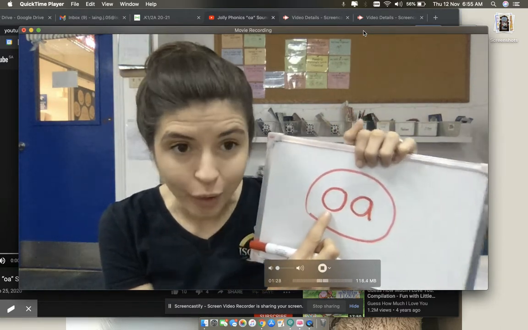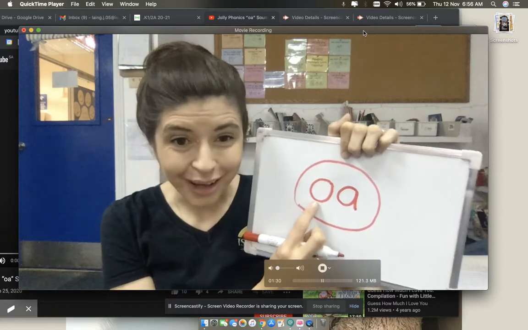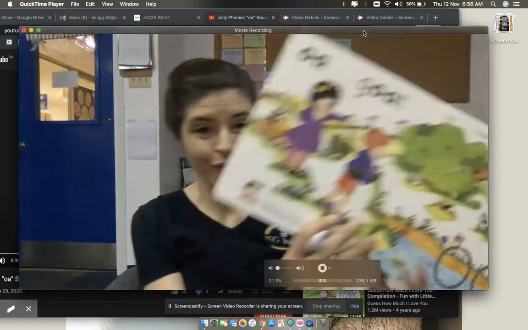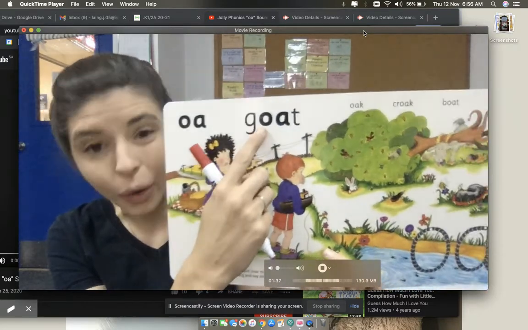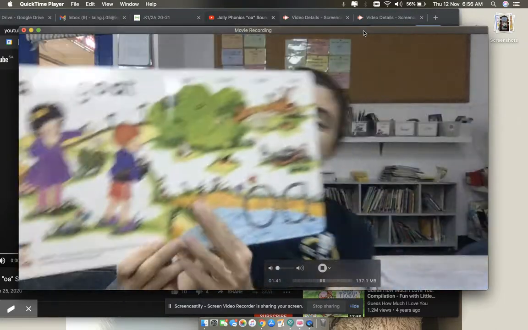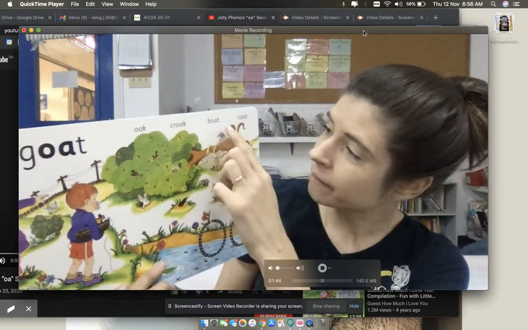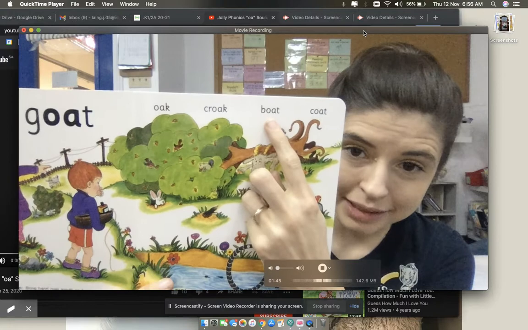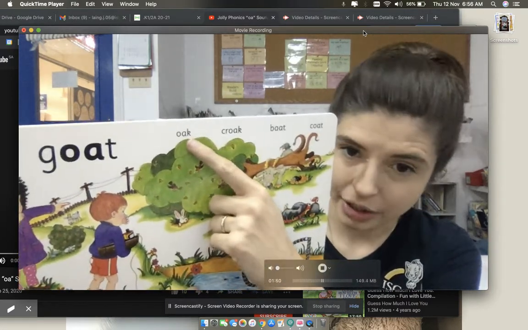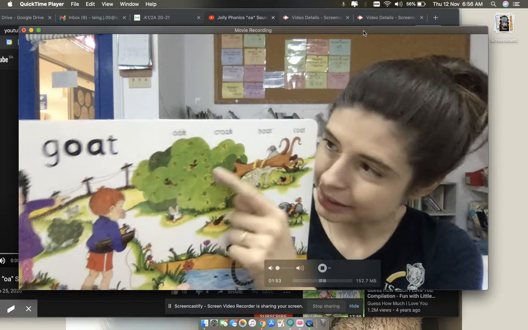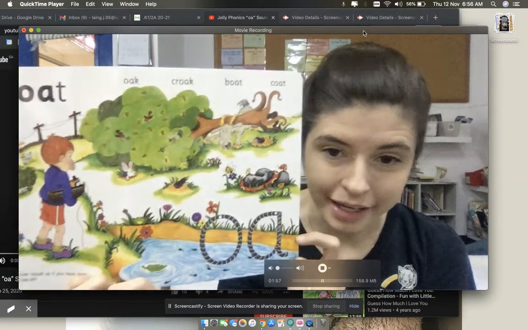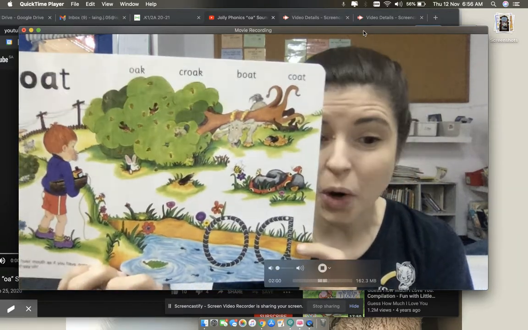They say O. They make the O say its name. Here we have oat. Goat. Here we have, let's see, B, boat. C, coat. Here we have oak. There's the tree, the oak tree. And this one is croak. Like frogs, the noise they make is croak, croak.